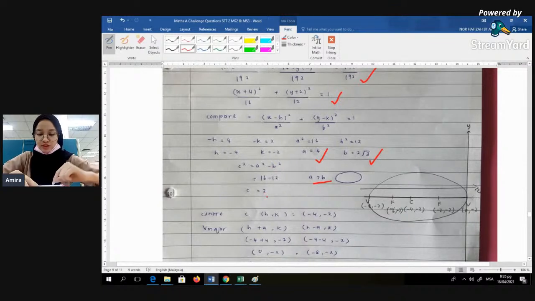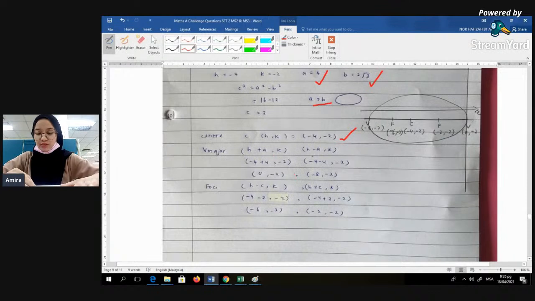You have to find the value of c because you want to find the foci later. So next you have to find the center. Center is (h, k), so it is (-4, -2). Next, I have to find the major vertices. For the major vertices, you have to add and subtract a from h, and the k value remains the same, and you will get (0, -2) and (-8, -2). For the foci, you have to add or subtract the value of c, so h minus c or h plus c, and the k also remains the same. So you will get (-6, -2) and (-2, -2) for the foci.